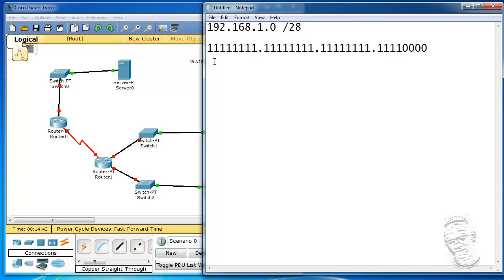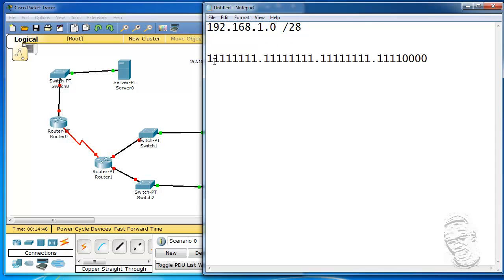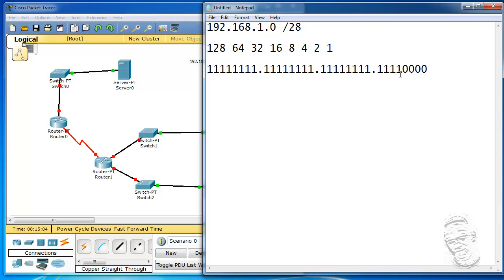And if you can remember our place values, which are 128, 64, 32, 16, 8, 4, 2, and 1. We can see that this last borrowed bit is in the 16's place, so we know our magic number is 16. Alright, so this magic number means that our networks are going to increment by 16.